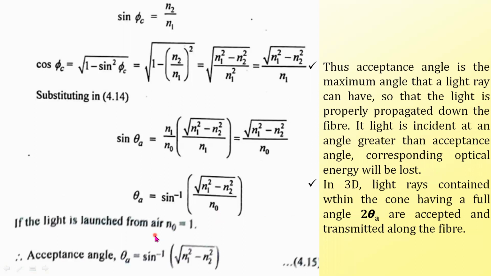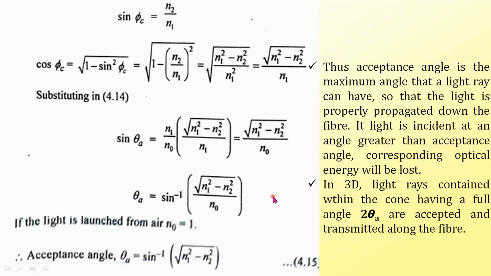So if the light is launched from air, then we can write n0 is equal to 1. Then the acceptance angle theta A becomes theta is equal to sine inverse root of n1 square minus n2 square. So the acceptance angle is defined as the maximum angle that a light ray can have so that the entire light is properly propagated down the fiber. So if we incident the light with an angle greater than this acceptance angle, then the corresponding energy will be lost.